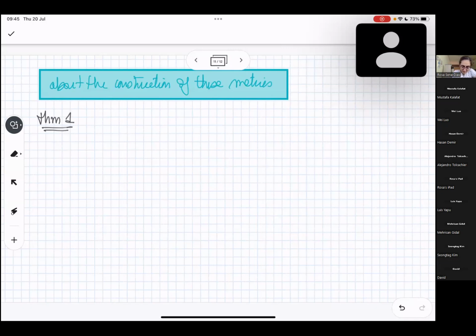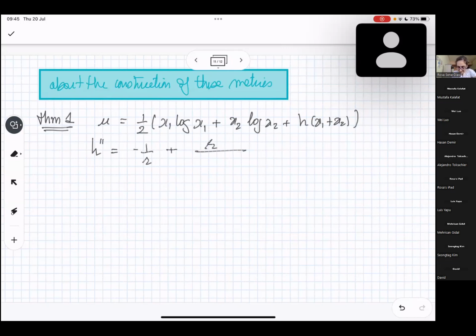So if you remember, we had a symplectic potential for extremal metrics, which was like this. And we had an explicit formula for H prime that came from solving an ODE. This was what the formula was, and we were calling this gamma of R. And R was just x1 plus x2.